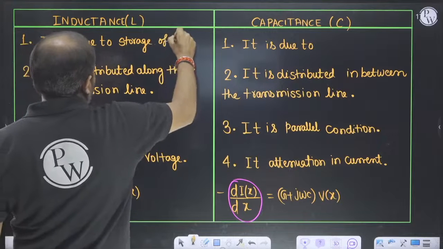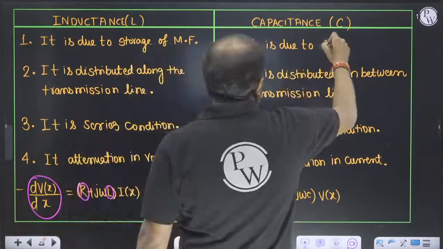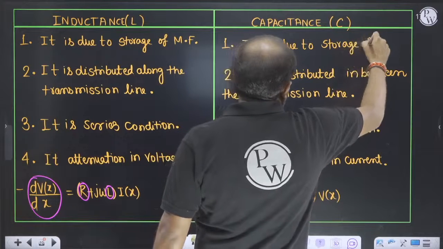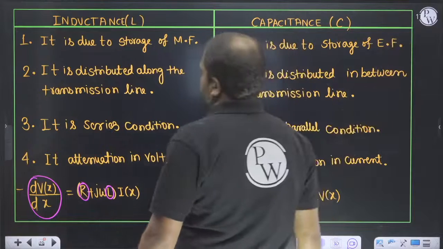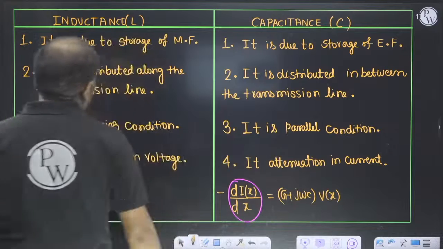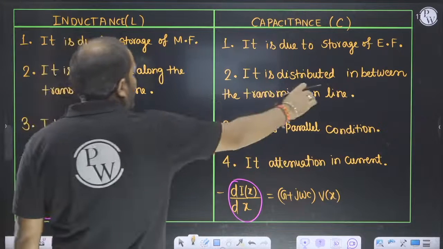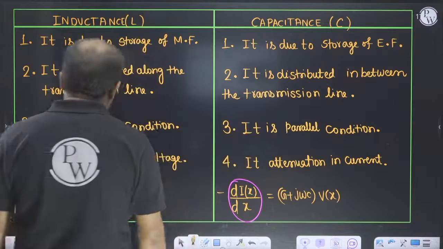Storage of magnetic field and storage of electric field. It is distributed along the transmission line, so it is in series condition. It is distributed in between the transmission line, so it is in parallel condition.